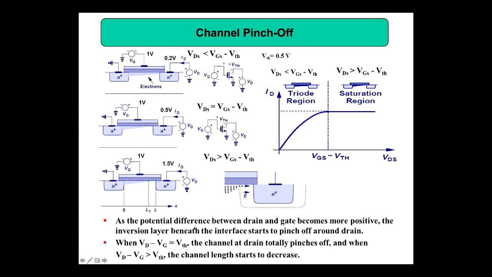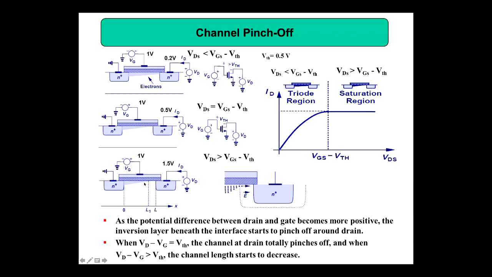As the potential difference between drain and gate becomes more positive, the inversion layer beneath the interface starts to pinch off around the drain. So this is called the pinch off region. That's the name, channel pinch off. So you don't have that inversion layer here. Electrons are not accumulating here, but the electrons are moving across this barrier, the pinch off region.